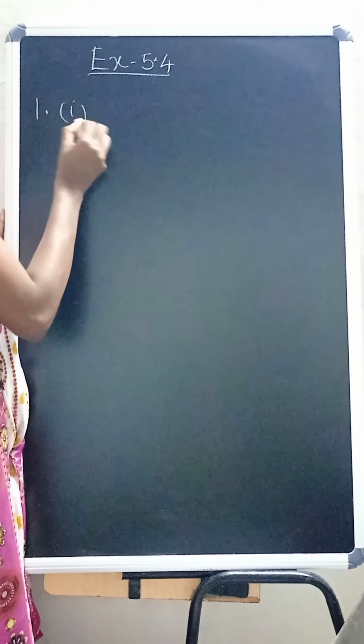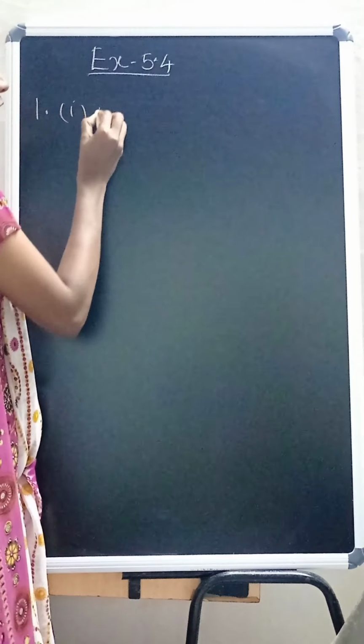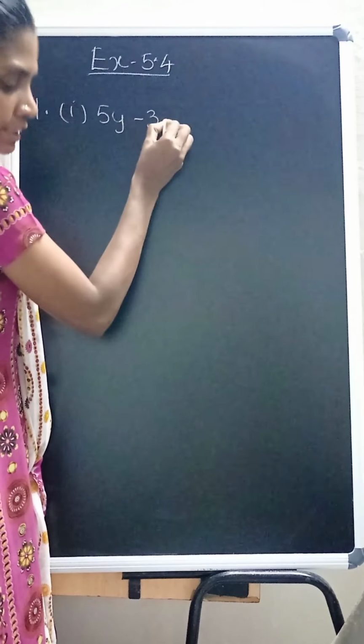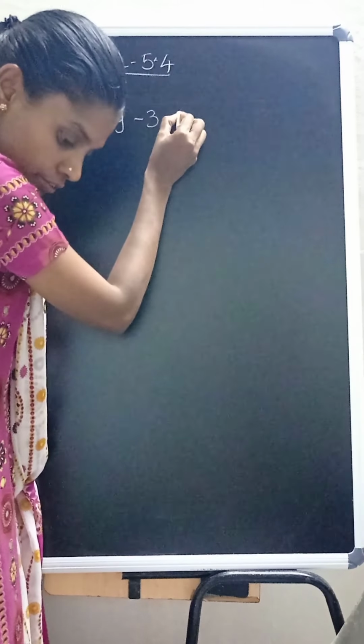Now we will see exercise number 5.4. First sum. Find the slope of the following straight lines. They have given you the equation of the line 5y minus 3 is equal to 0.